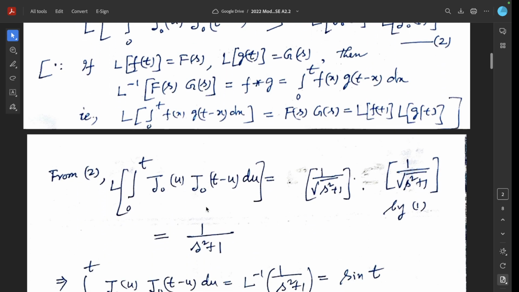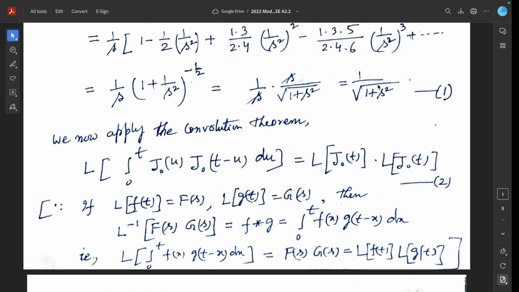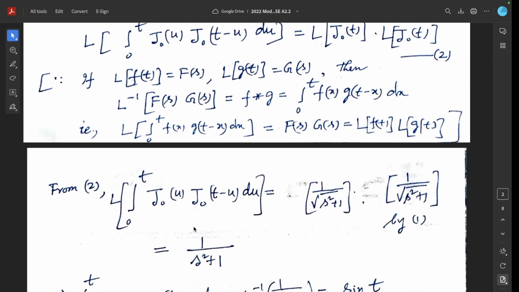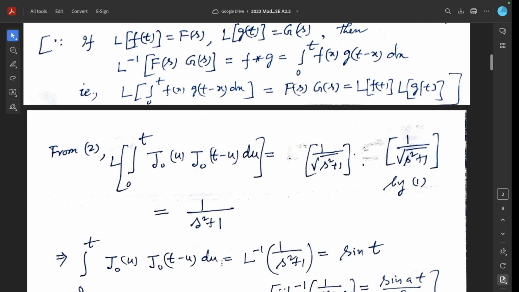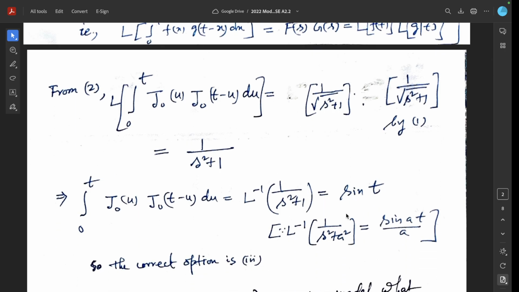And from 2, the right hand side, the Laplace transform of J0(t) and the Laplace transform of J0(t), is equal to 1 by root over s square plus 1 into 1 by root over s square plus 1, from expression 1. So we get 1 by s square plus 1. So the integral from 0 to t equals L inverse of this, which equals sin t, because L inverse of 1 by s square plus a square equals sin at by a. So the correct option is sin t.